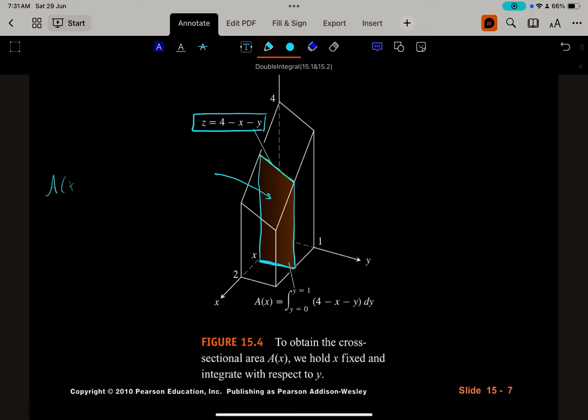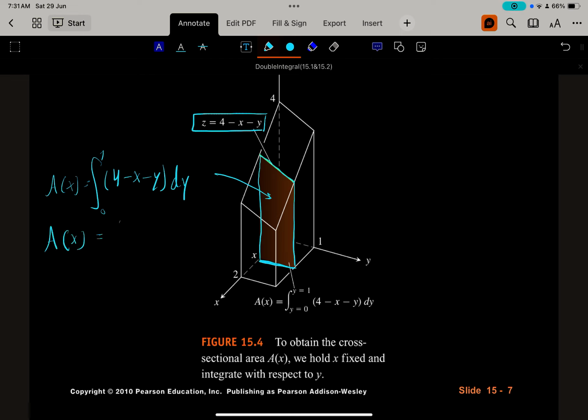A of x equals the integral. We want to find the cross-sectional area from y equals 0 to y equals 1. And then we plug in the function. So this is only a one variable integral, okay? Then we go dy. Now what did we do here? We are holding x constant, and then we are integrating with respect to y. So let's do this integration.